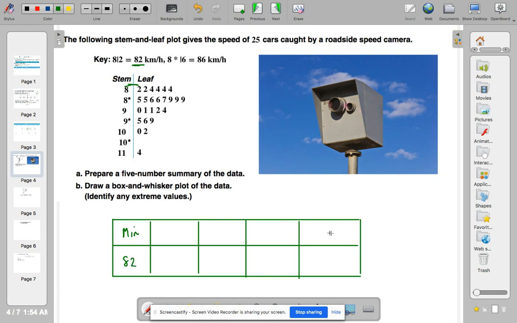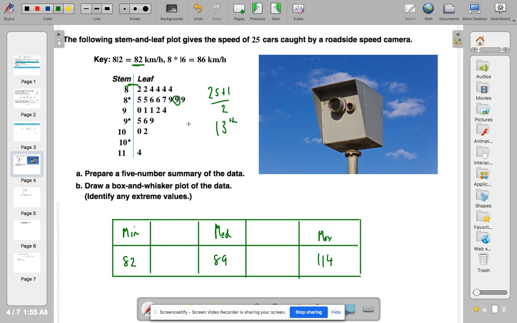Okay, the highest score, the max, is 114, which is the one at the other end of the table. Now, how many things have we got? We've got 25 cards. So remember, our median is 25 plus 1 over 2. That's our 13th. 25 plus 1 is 26, divided by 2 is 13. It's our 13th score. So let's count: 1, 2, 3, 4, 5, 6, 7, 8, 9, 10, 11, 12, 13. Our 13th score there is 89. So our median is 89.